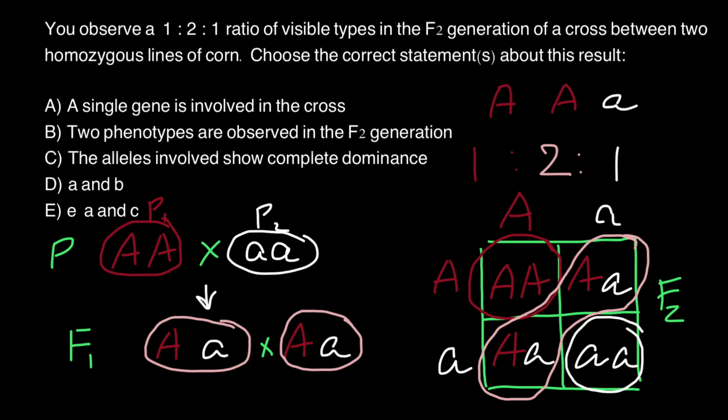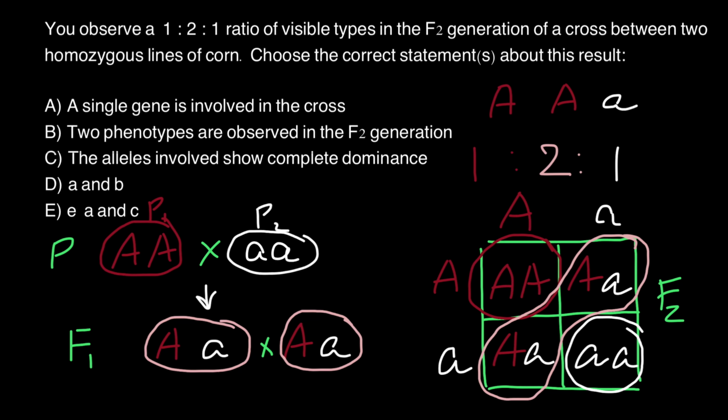Let's analyze and read our problem again. You observe a 1 to 2 to 1 ratio of visible types in the F2 generation of a cross between two homozygous lines of corn. Here's what this part can probably be confusing. You may think that the F1 generation has to be homozygous, so capital A capital A or small a small a, but actually the F1 generation is the result of the two homozygous parents in the parental generation. So the F2 generation is a direct descendant of the F1 generation.